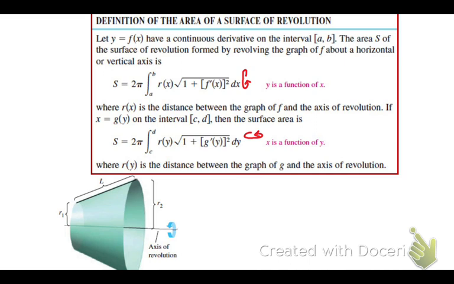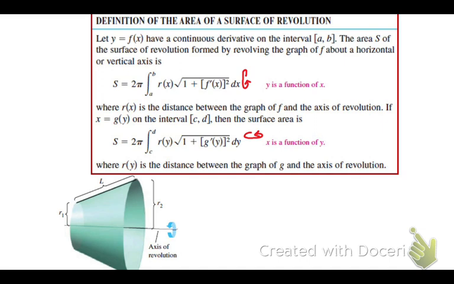So capital S, and sometimes we use capital S for area, and they are using it because it's area, but of a surface of revolution. So it's basically surface area. We found volume, we might as well find surface area, right? So it is capital S equals 2 pi integral from A to B, or C to D, of R of x times the square root of 1 plus the derivative squared dx.